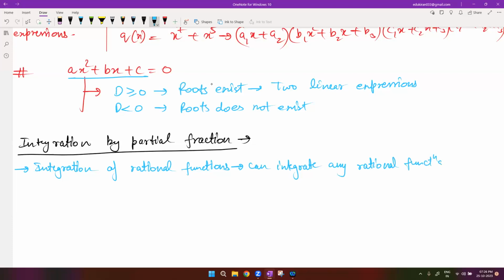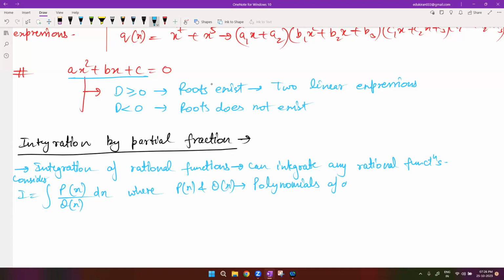Now let's understand the rules. How do we integrate a rational function? So any rational function will be of the type... we are basically trying to find this. Consider I equals the integration of p(x) by q(x), where p(x) and q(x) both are polynomials, right? And let's say we also know the degree of p(x) and q(x). Let's take the degree of p(x) as m and the degree of q(x) as n. Degree means the highest power involved with the variable.